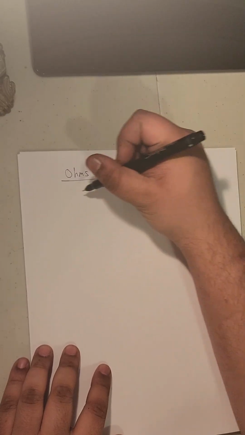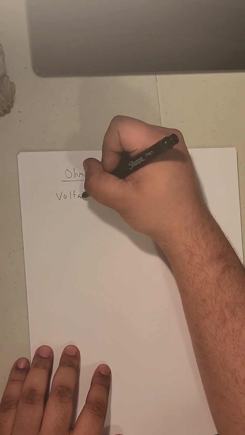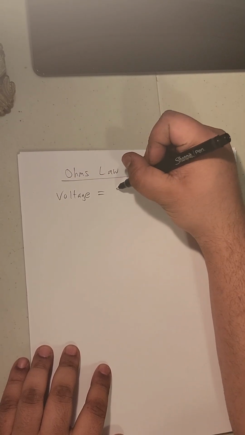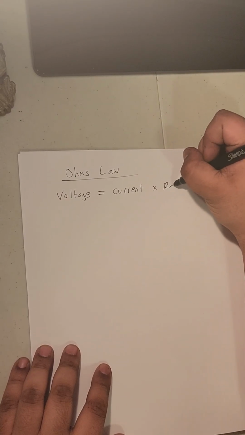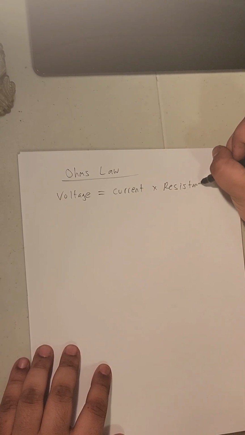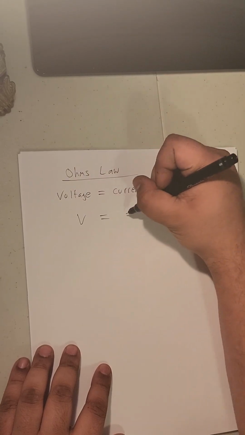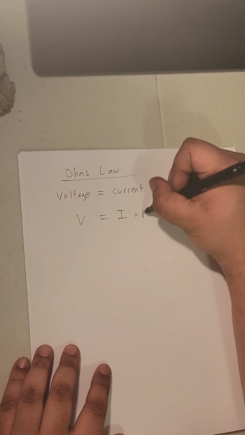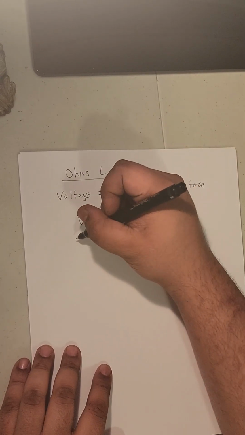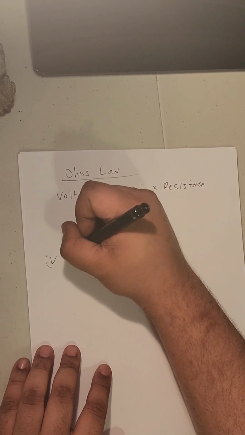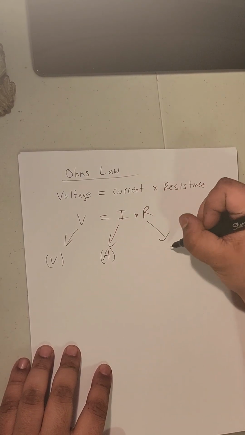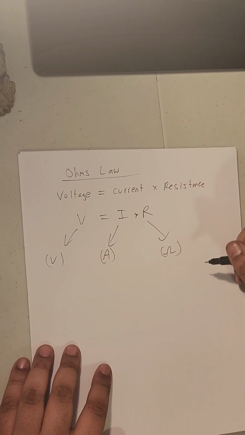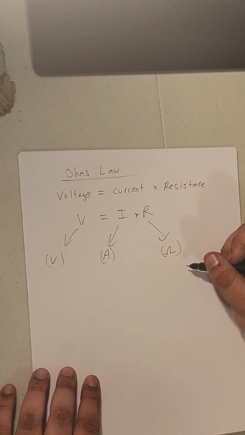Ohm's law basically states that voltage is equal to current times resistance, otherwise known as V is equal to IR. Voltage will be in volts, we have current in amperes, and resistance in ohms. And this is basically Ohm's law.